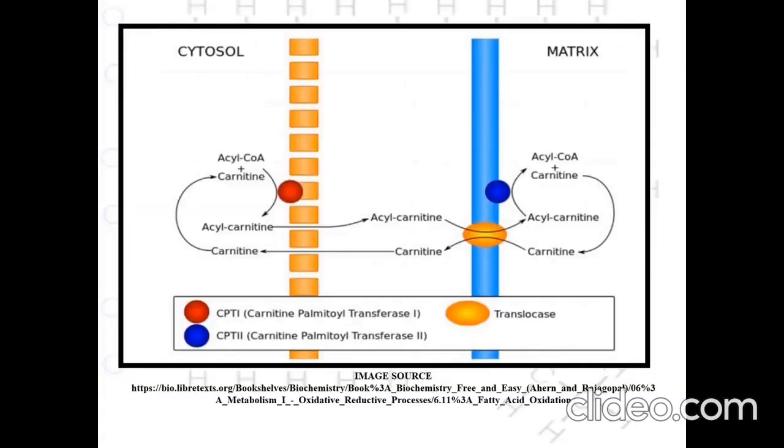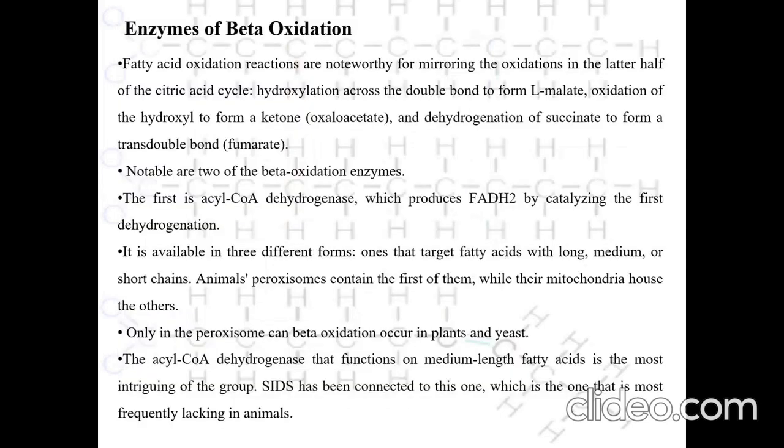So this is the pictorial description where the cytoplasm is present and the matrix is present. We have the acyl-CoA converted into acyl carnitine, and here the acyl group along with the coenzyme A is taken from the cytosol with the help of carnitine, that is acyl carnitine. It will be carried to the matrix where it is again split into carnitine and acyl, and then the acyl is again added to the coenzyme A that is already present in the mitochondrial matrix.